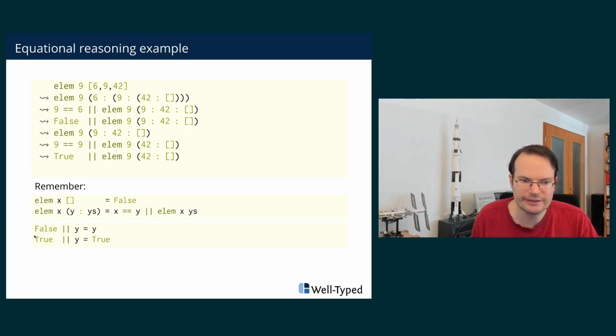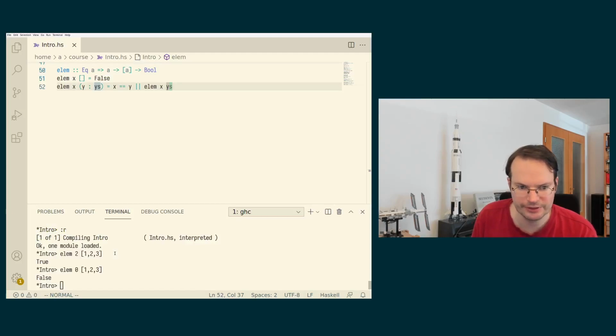And then we see that now not the first case of OR matches, but the second case of OR matches, with y being elem 9 42 cons the empty list. Okay, but now we replace the left-hand side with the right-hand side, and the right-hand side is just true, and that is our final result. Okay, and indeed, if we go into our GHCi window and we make the same call, elem 9 6 cons 9 42, we also get true.